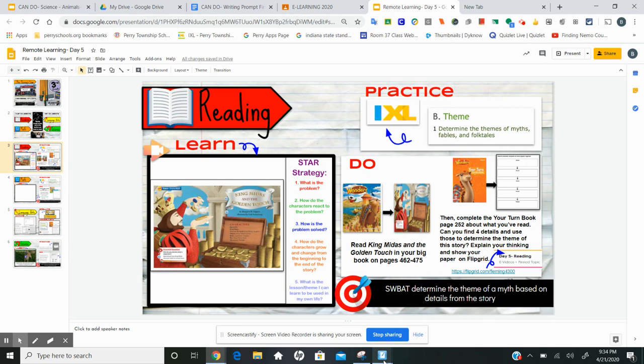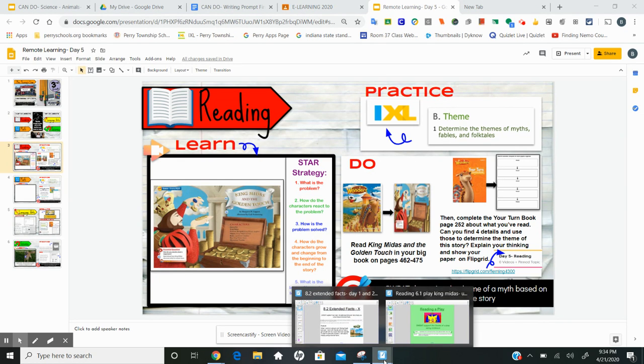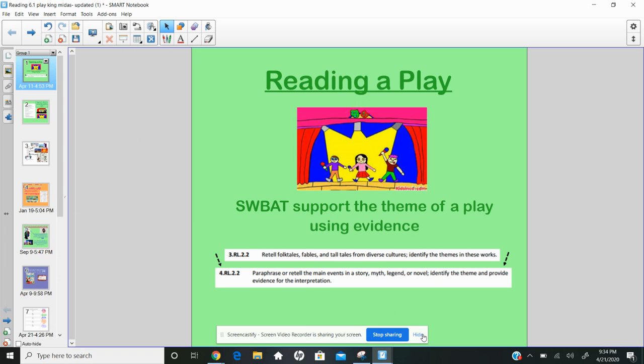So we're going to go ahead and look a little bit at how we're going to be able to do these things. Today we're going to support the theme of a play using evidence as part of our reading literature standards of being able to retell different stories and identify the themes. And we're going to want to make sure that we can retell these as well. And this is a myth that we're working with today.